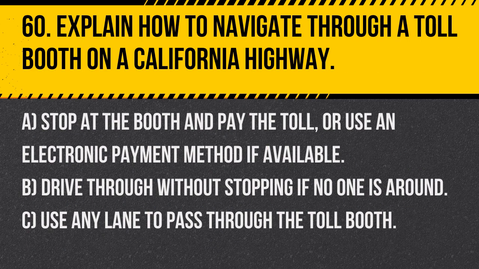Question 60. Explain how to navigate through a toll booth on a California highway. A. Stop at the booth and pay the toll, or use an electronic payment method if available. B. Drive through without stopping if no one is around. C. Use any lane to pass through the toll booth.